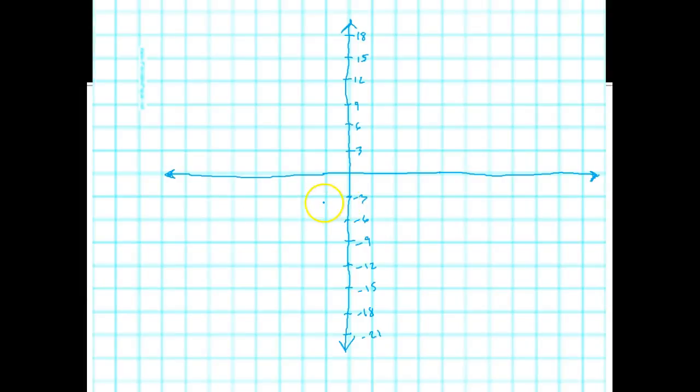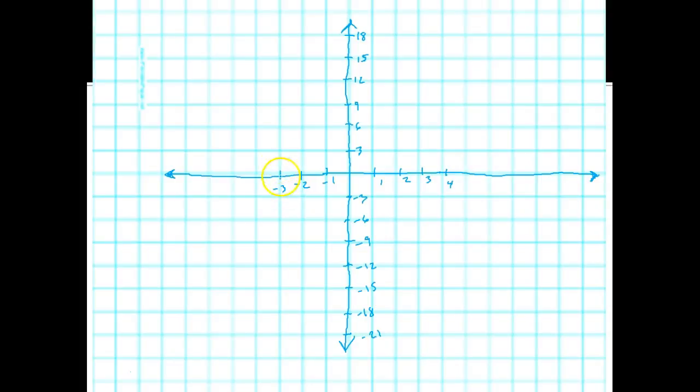Now I could use the same units on the x-axis, but that would actually be really inconvenient. I'm kind of tempted to use each square as a half, so I can stretch my graph out sideways. But I think I won't do that. I'm just going to say this is 1, 2, 3, 4, and -1, -2, -3.